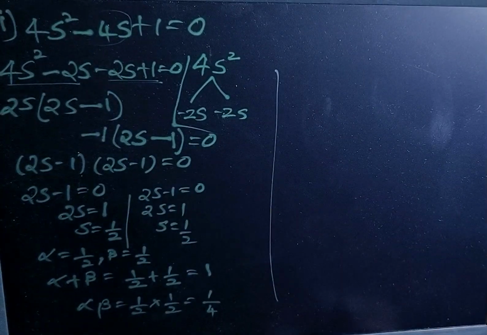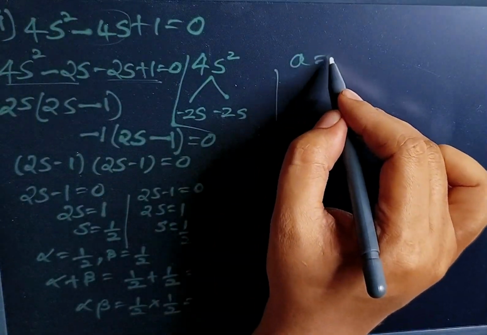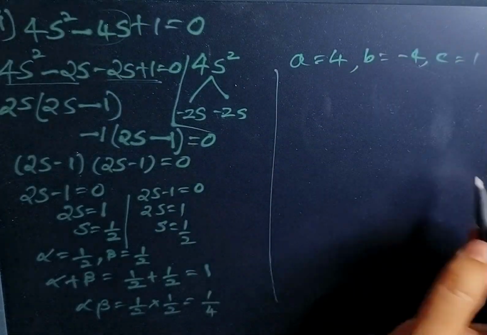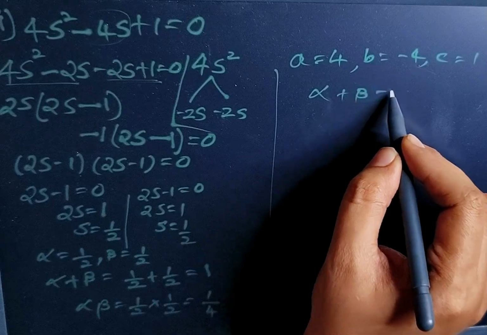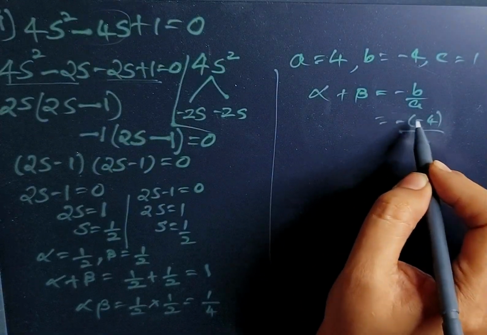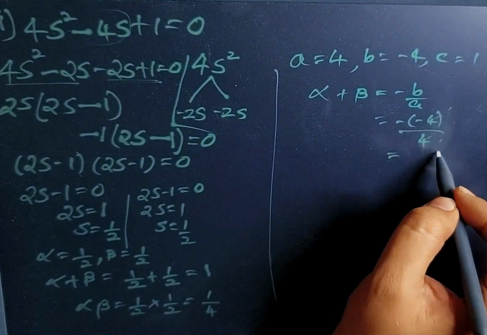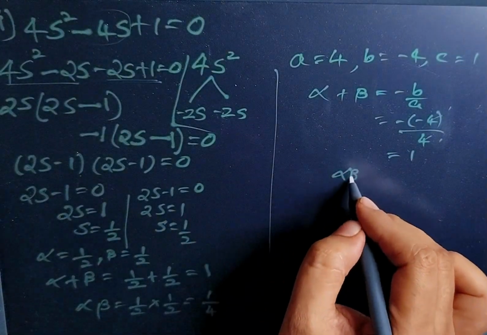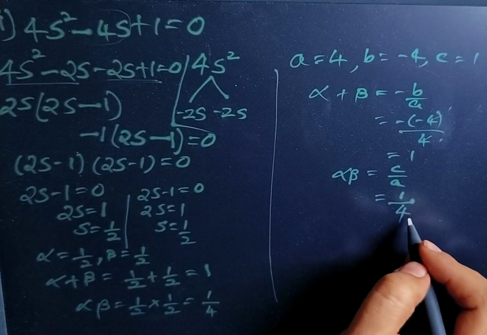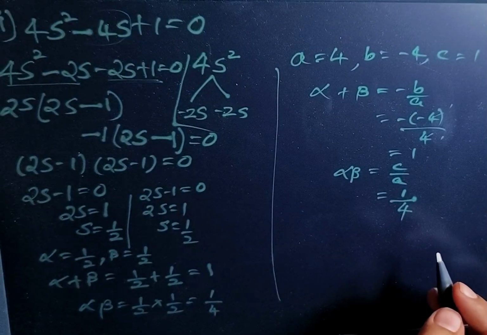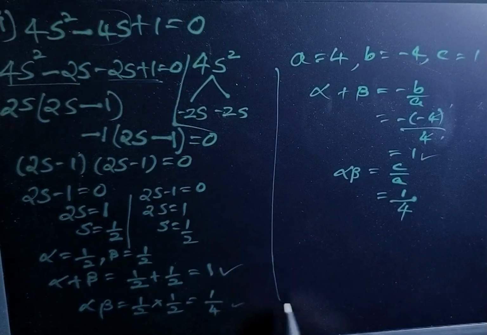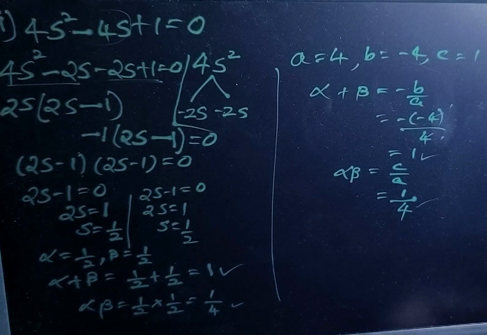Now, by coefficient method. Coefficient of s square is 4, coefficient of s is minus 4, constant is plus 1. Sum of zeros by coefficient method is minus b by a, that is minus of minus 4 by 4. Minus into minus is plus, 4 and 4 get cancelled, that is 1. Alpha beta, the formula is c by a. C is 1, a is 4. We cannot simplify further. We can have a fraction also, no problem. If we check, sum of zeros alpha plus beta is 1, alpha beta is 1 by 4. So the relationship is verified.